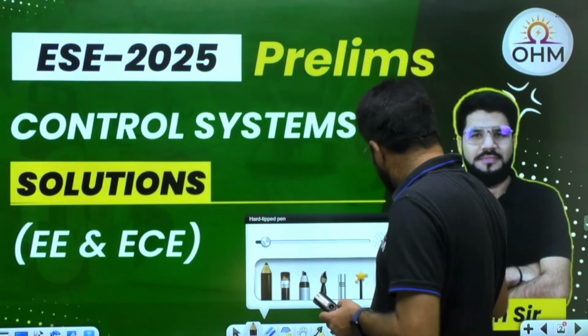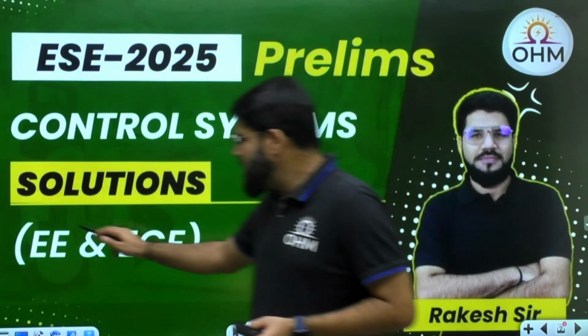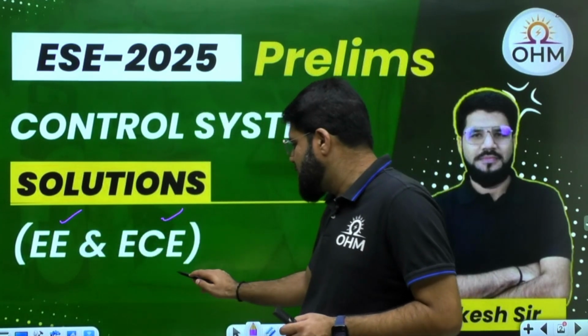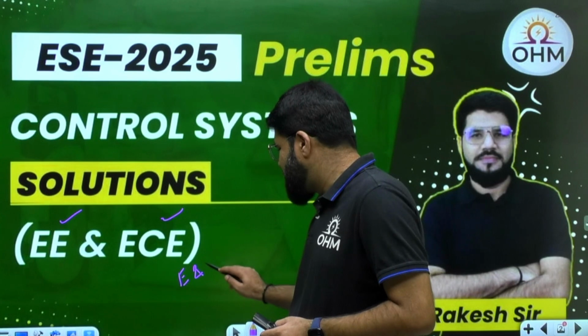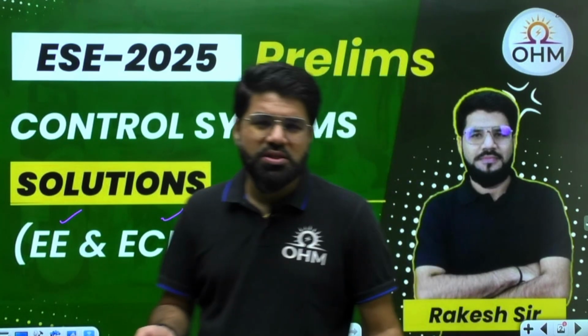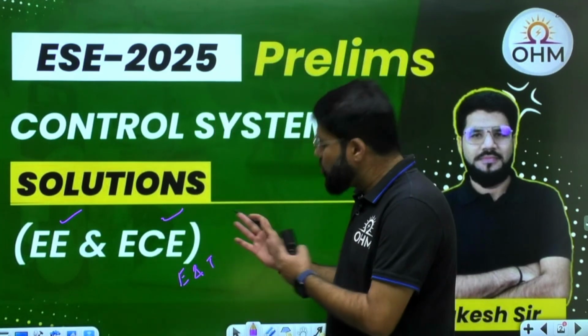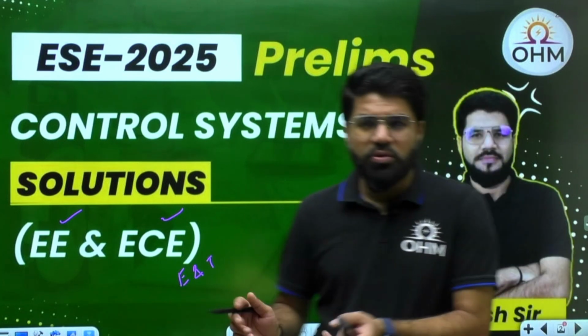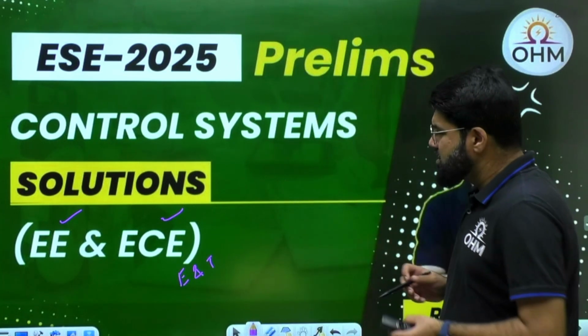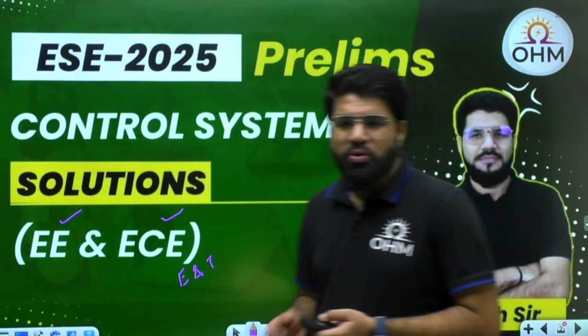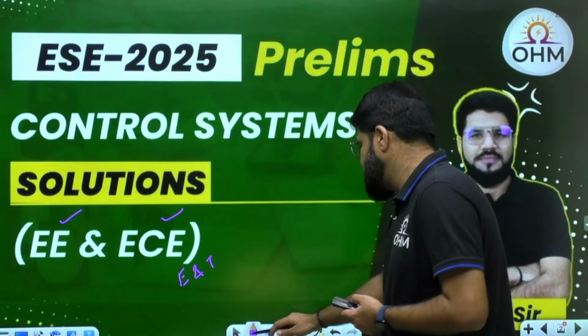Questions both in EE and EC, that is ENT, Electronics and Telecommunication paper, because control systems was at a very easy level for both the papers. So I'm combining the questions and discussing them in this particular video. Right, so let's get started.